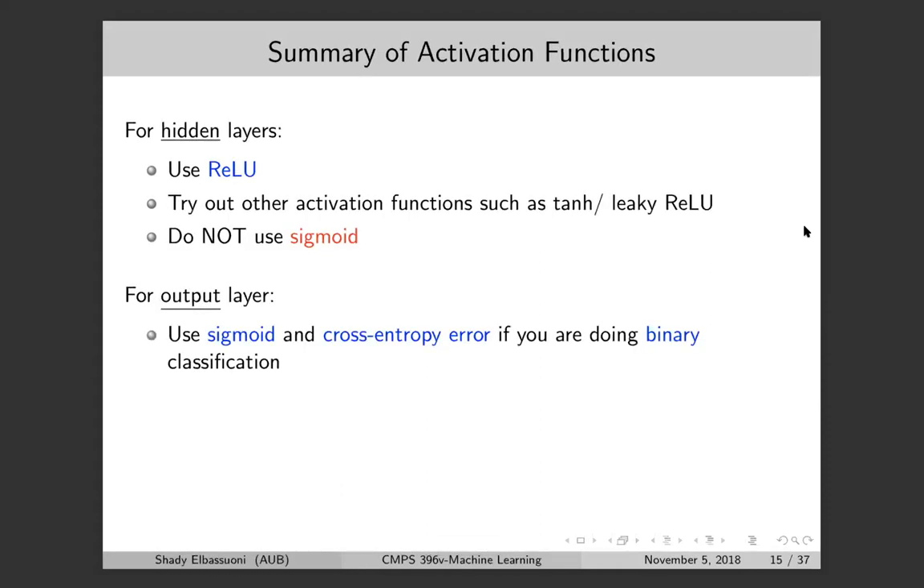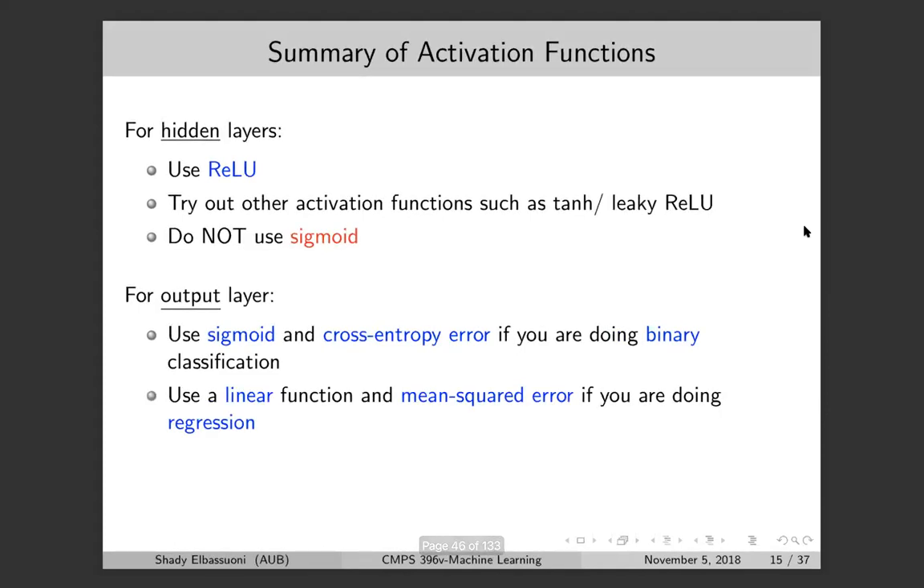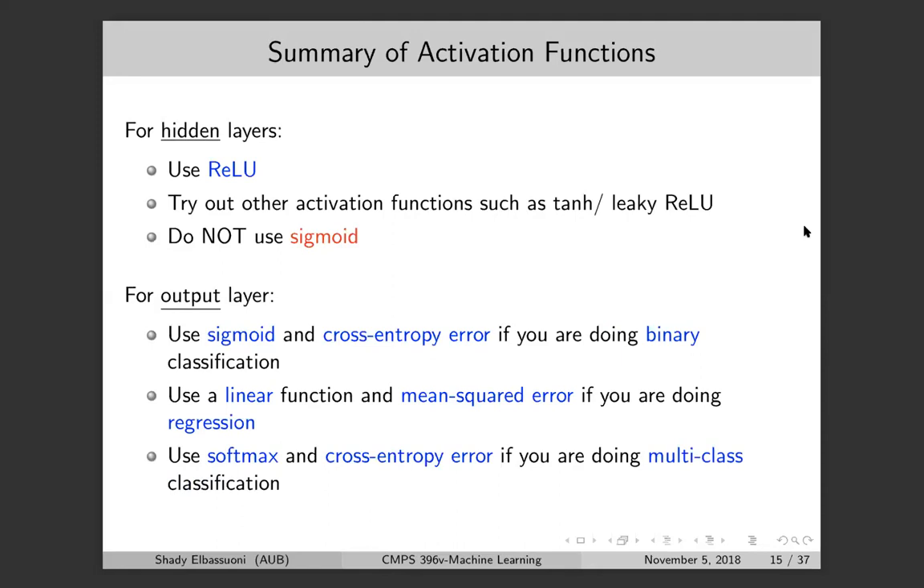For the output layer, use sigmoid and cross entropy error if you're doing binary classification. If you're doing binary classification, you will have one neuron at the output layer, and you use sigmoid for that. Why? Because I want to output a probability of the class being positive, so I use sigmoid. If I'm doing regression, I will use a linear function, so the output layer becomes linear, and I use mean squared error for regression. And if I'm doing multi-class classification, I use something called softmax and cross-entropy error, which is the topic we're going to talk about next on Thursday.